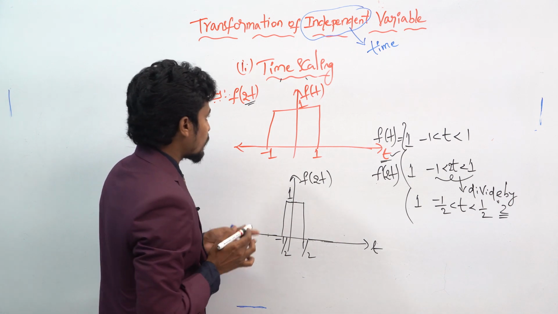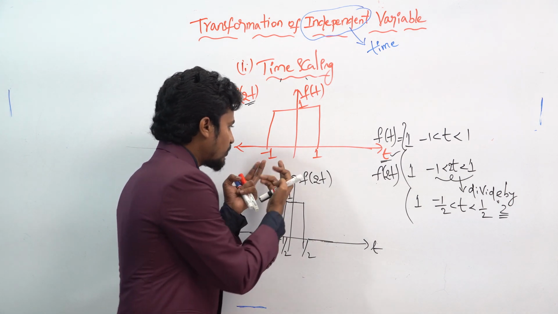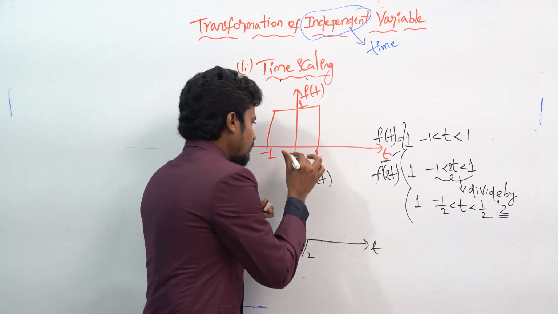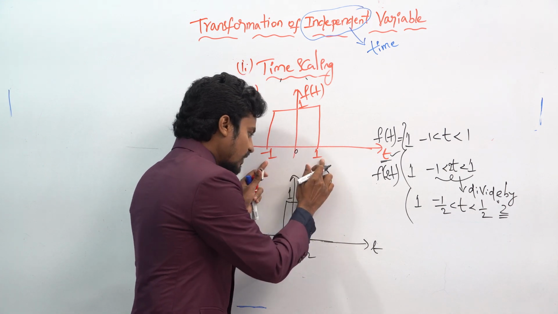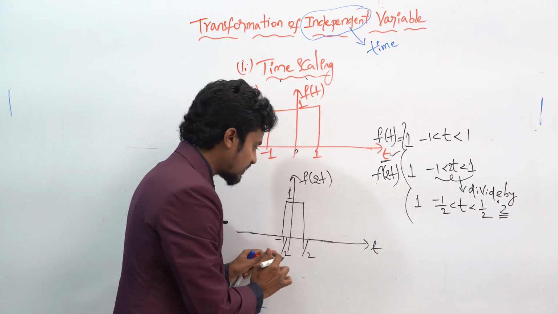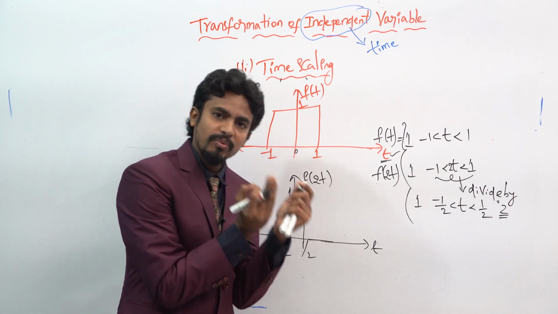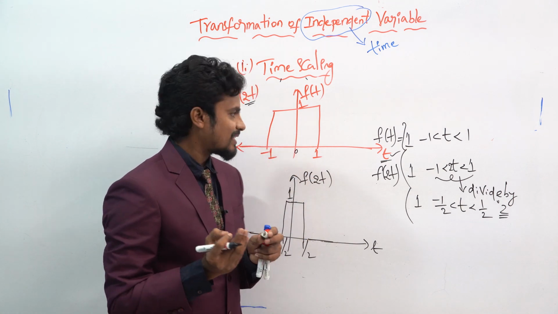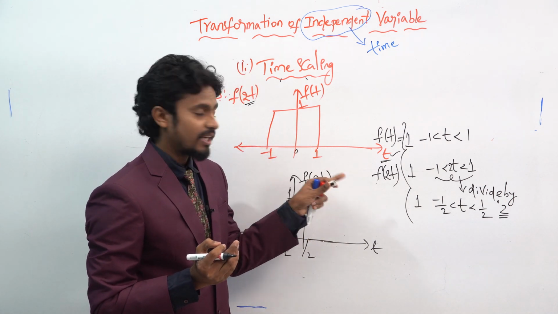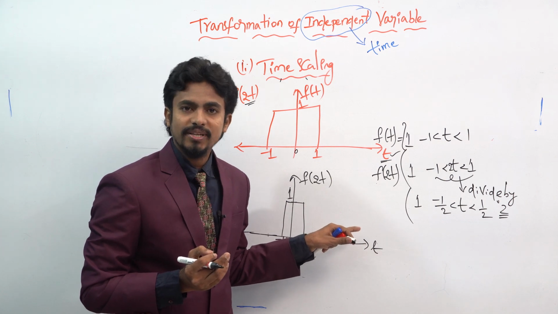What you can observe here is that they gave t in between minus 1 to 1. What you get is t in between minus 1 by 2 to 1 by 2. That means the given signal has been compressed.